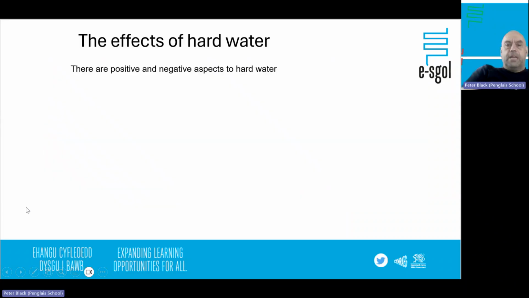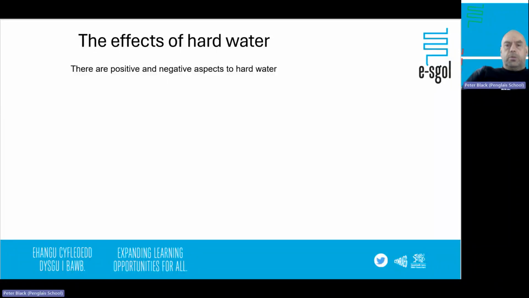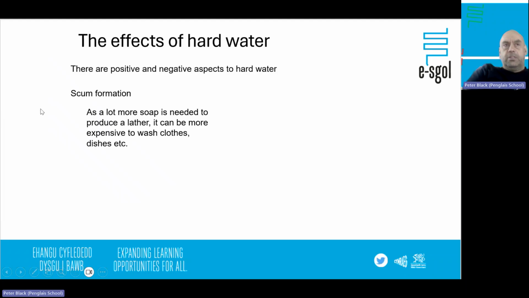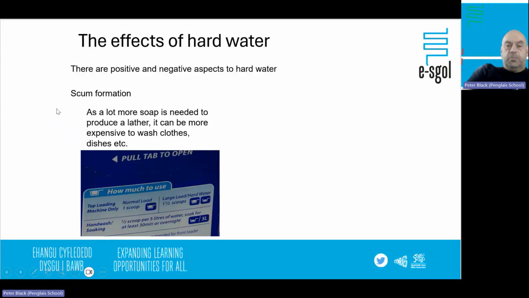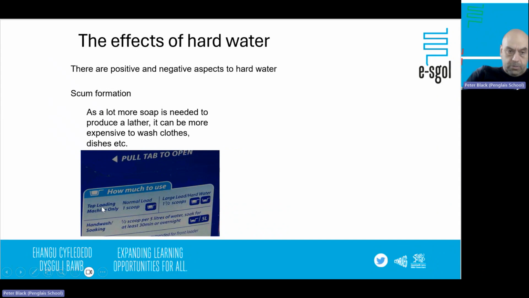Okay, so now we're just going to talk about the effects of hard water because you need to know this for the exam. So there's positives and there's negatives. One of the disadvantages of hard water is the fact it forms scum. That's a bit of a problem because if you want to actually clean things, you need to have a lather to have the cleaning action, and that makes it more expensive to wash clothes. So there's a cost issue. You see here on a label from some detergent that if you live in a hard water area, not quite see where it is now.